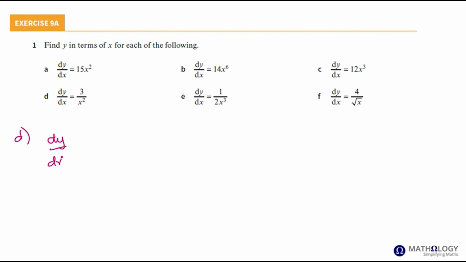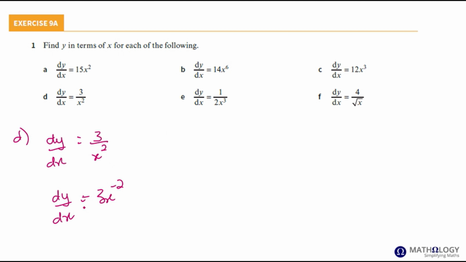dy dx equals 3 over x squared. Now, before we integrate, this is not in a form that we can use. Much like with differentiation, we needed to get the function in differentiable-ready form. We've got to do the same thing when we integrate. So the first thing we do is get this into a form that we can integrate. So that equals 3x to the minus 2, and now we are ready to integrate.